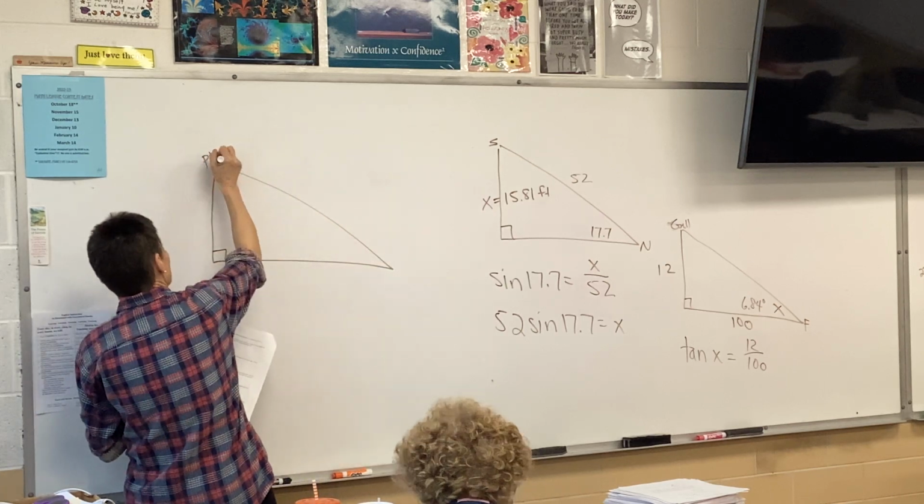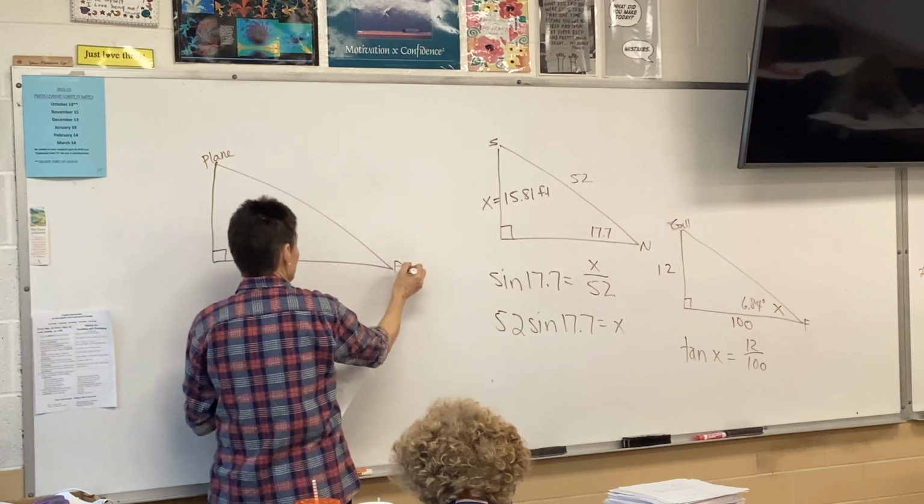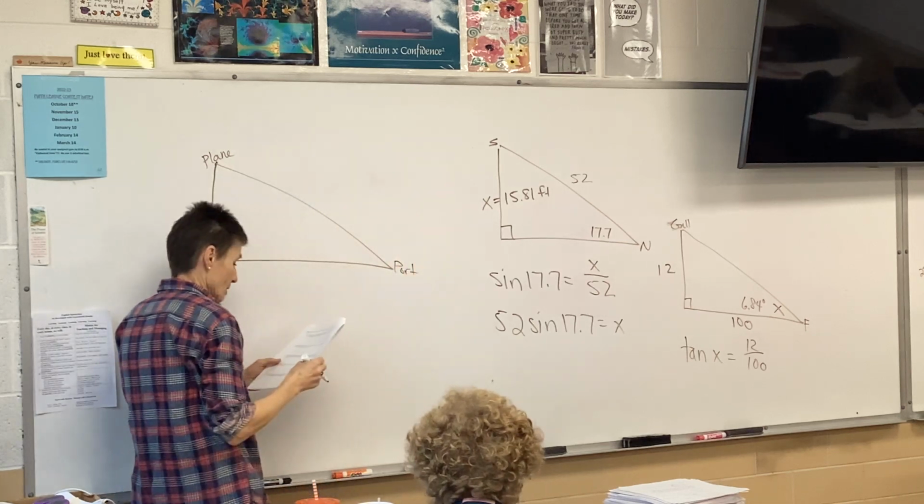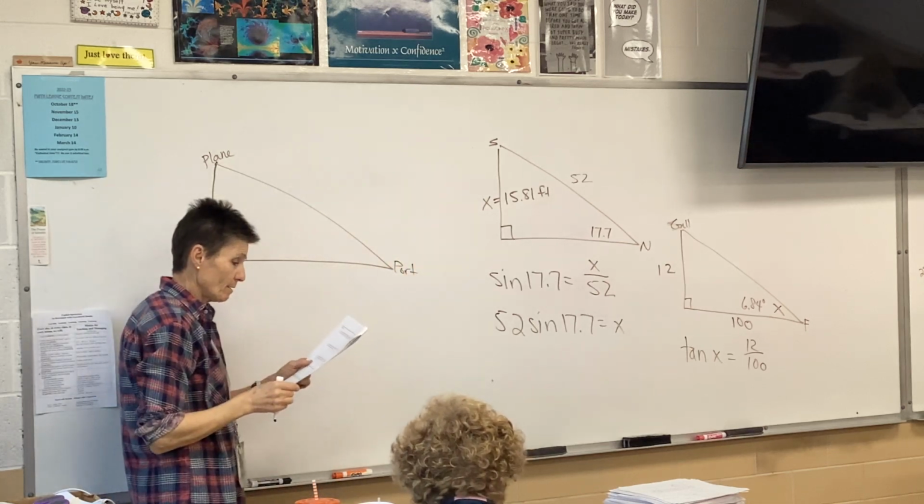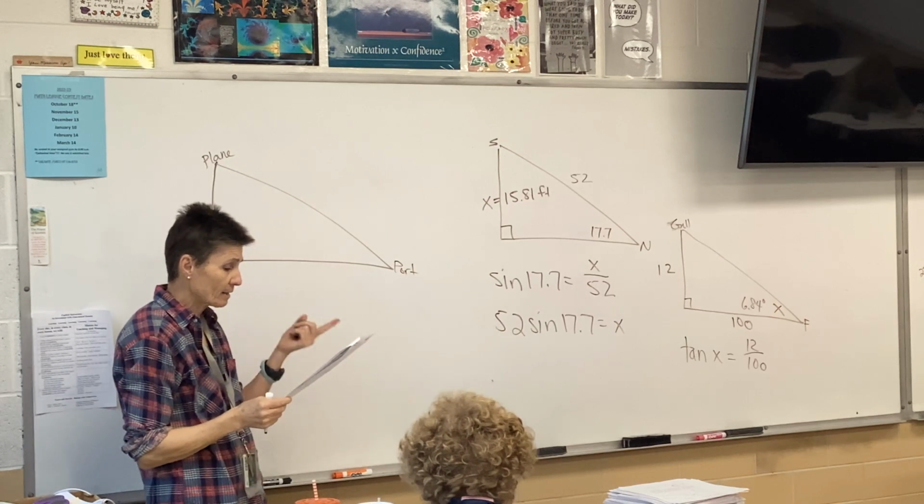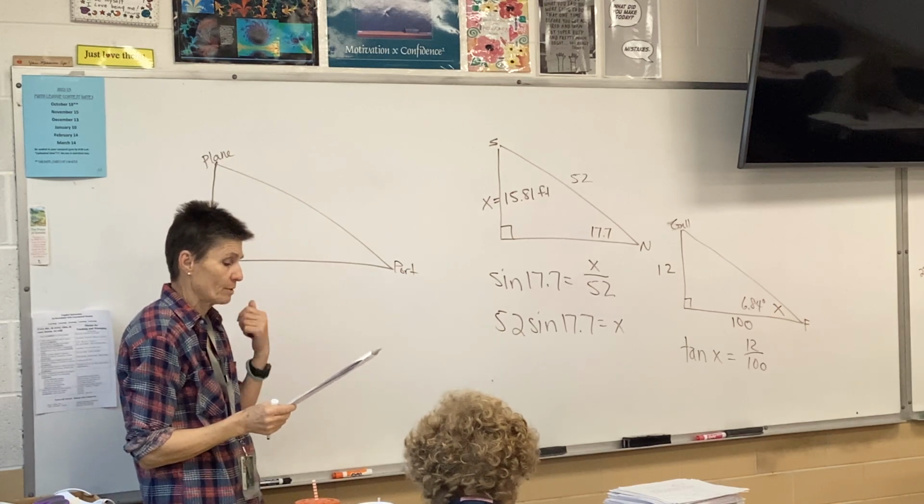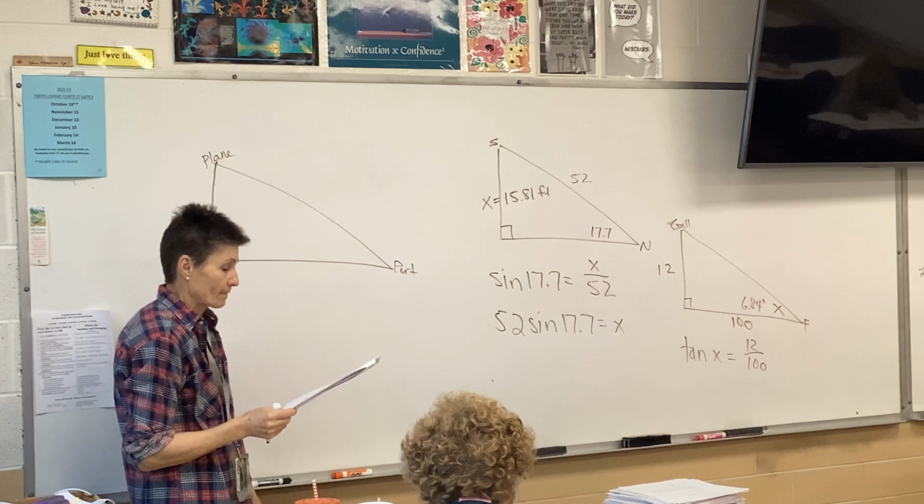All right, now we have a plane coming into the airport. So somewhere I need to put an X, a 7,000, and a 235. So tell me.